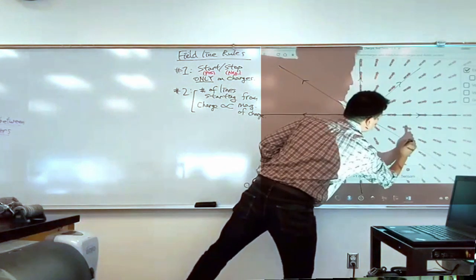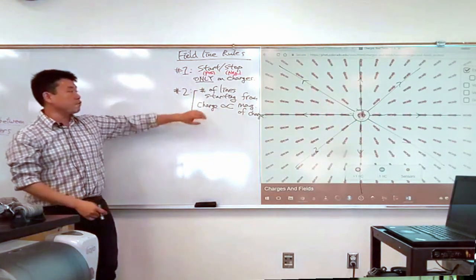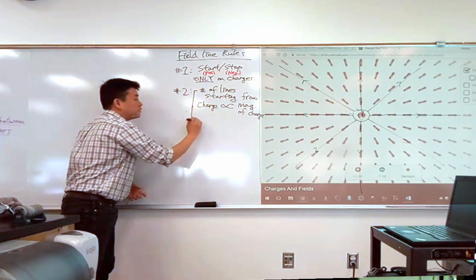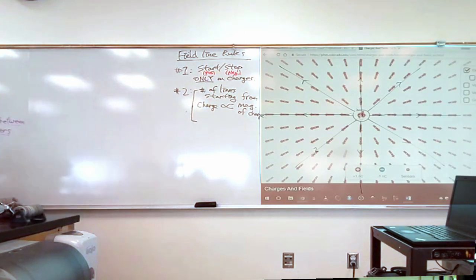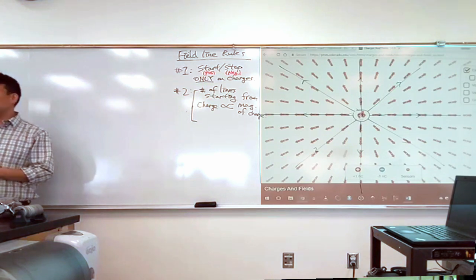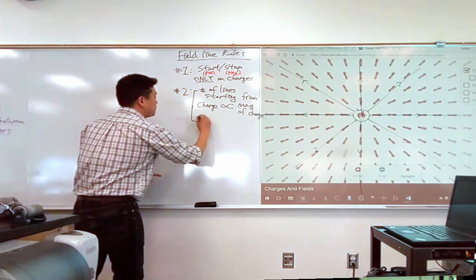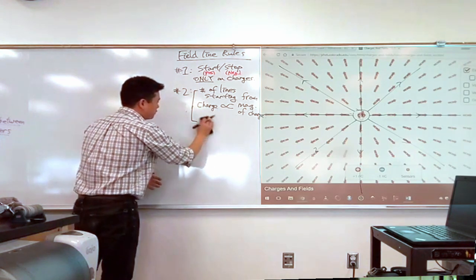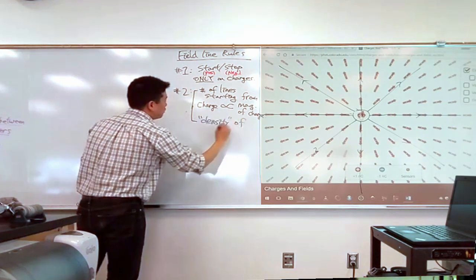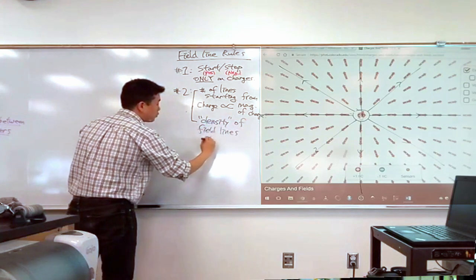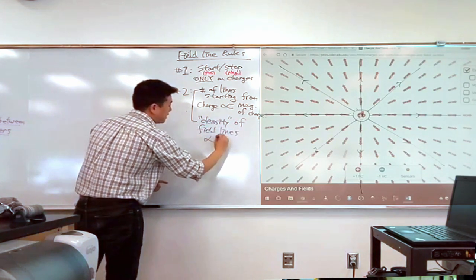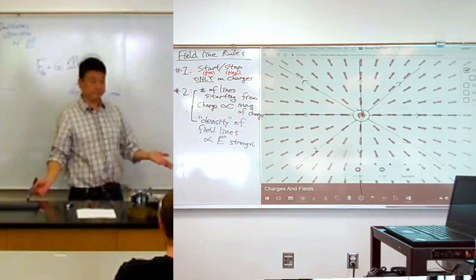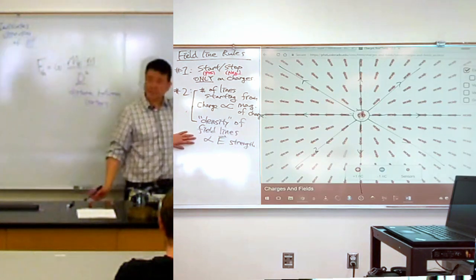And this is closely tied to, there's a reason why we follow this rule. Here's the second version of stating this rule. This is the reason it's important in terms of building your conceptual picture. The density of field lines is proportional to the electric field strength. Does this make intuitive sense?